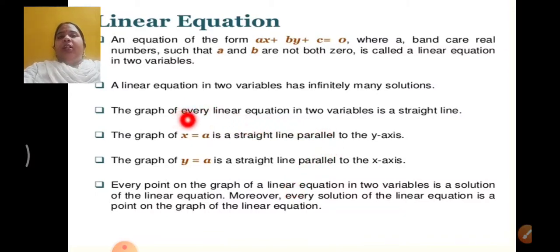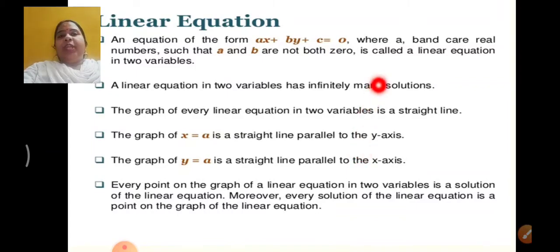Next point, the graph of every linear equation in two variables is a straight line. This concept will be used when we learn the graphical method. At that time you will understand, whenever any line is plotted on the graph, it is always a straight line. And these two points you have already learned in 9th standard, that the graph of x is equal to a is a straight line parallel to the y-axis, and y is equal to a is a straight line parallel to the x-axis.